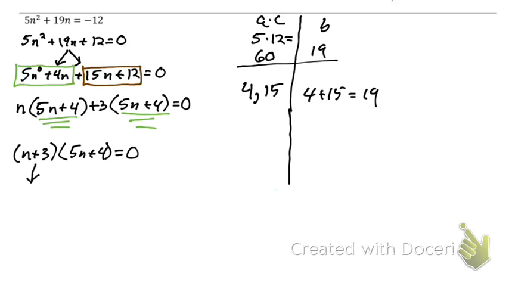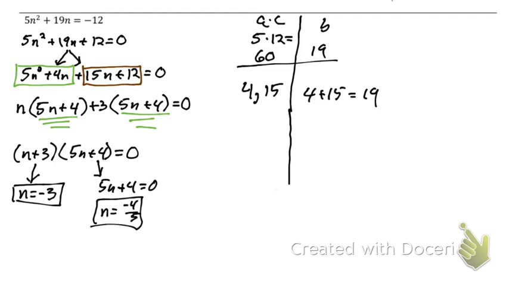That gives us two possible n values. We could have n equals a negative 3. For this one, I'd have 5n plus 4 equals 0. Subtract 4, divide by 5, and you'll have n equals a negative 4 over 5. All right, we've all factored before. This isn't anything new. It's just maybe we haven't done this method in a long time. Maybe we do the snowflake. Whatever method you do, you've done factoring before.